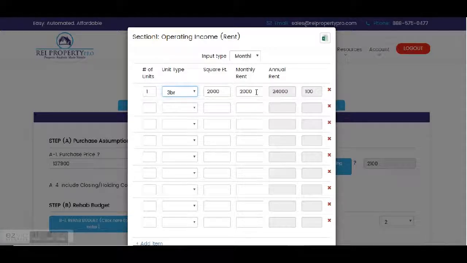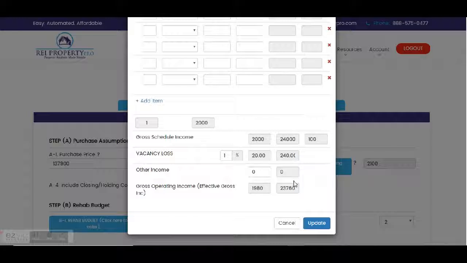Now at the bottom, you will see your income totals and an option to choose a vacancy loss percentage. This percentage is usually calculated with a multifamily property to account for the time any one of the units are vacant. So for our deal, we're just going to choose 1%. If you have any other income on this property, you can include that here. That could be anything from a laundry room on a property to generating income from vending machines. Below there, you would see your gross income, and then we will hit update.